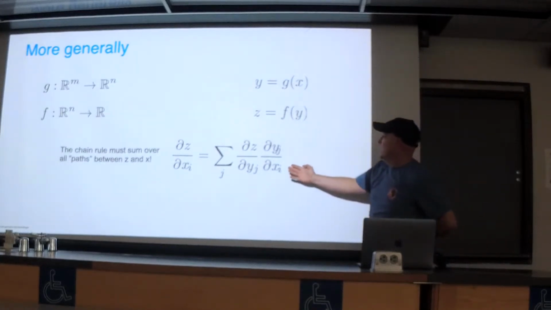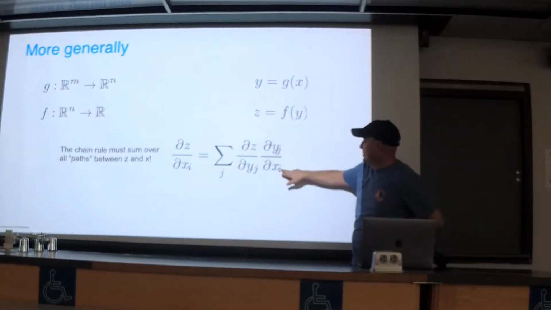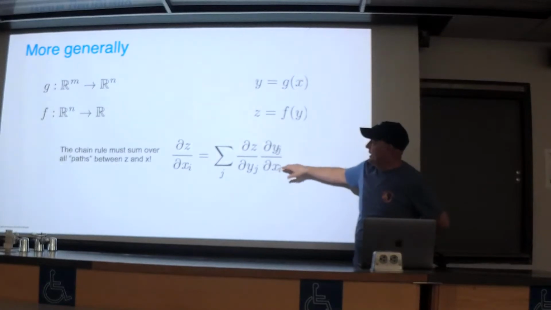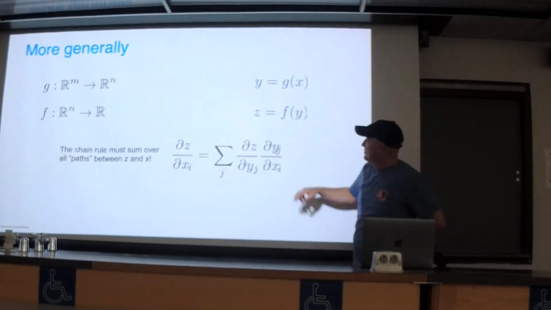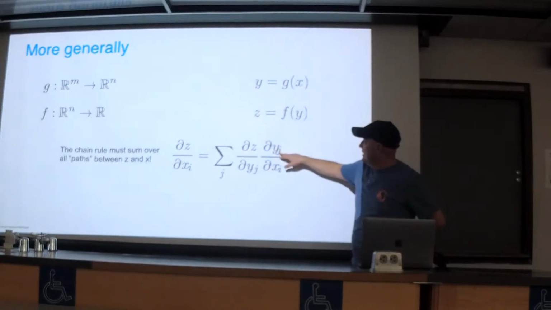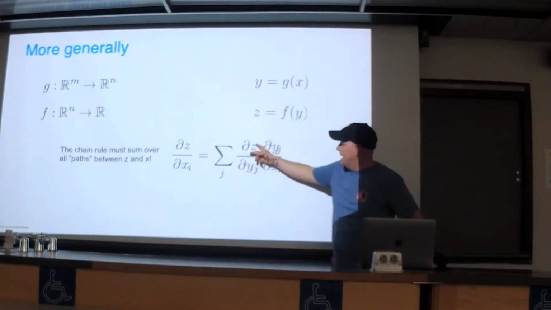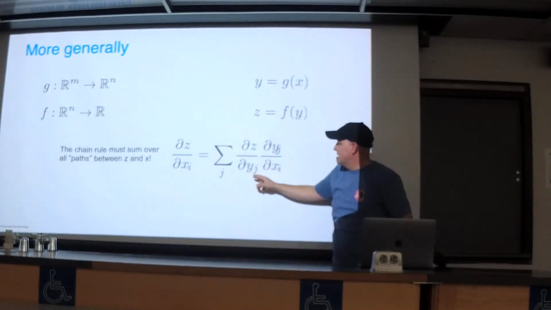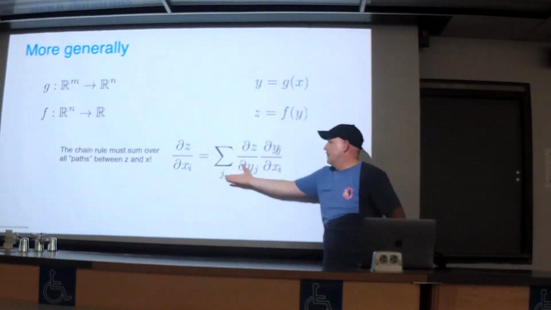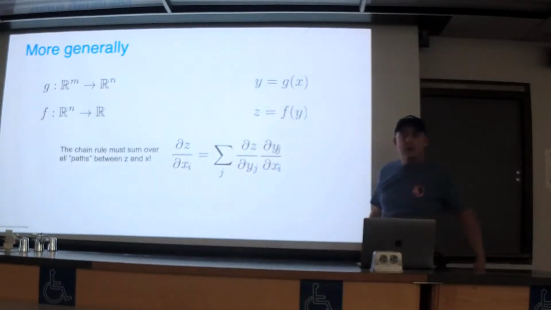So for each of the m entries in x, I want to consider each of the n entries in the output y. I want to look at the final output there, z, take its derivative with respect to that, and then, thank goodness it turned out this way, we just have to sum all those up.